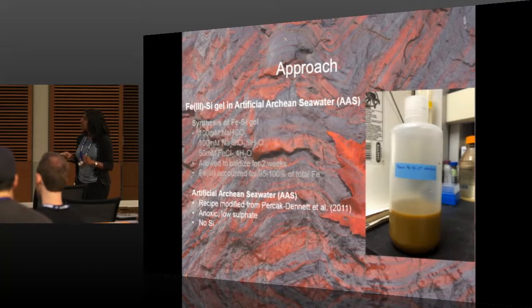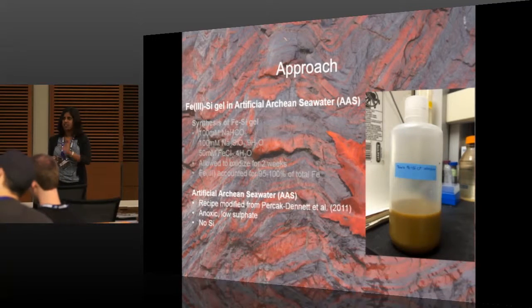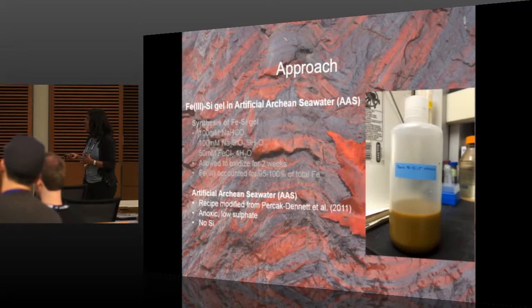And then for the artificial Archean seawater, it's just the recipe modified from the first motivational paper that I showed you guys. It's basically made to be anoxic and low in sulfate content, and we did not introduce any silica in this aqueous phase because we didn't want any of the minor signal released by the microbes to be blocked when we analyzed it for silica isotopes.